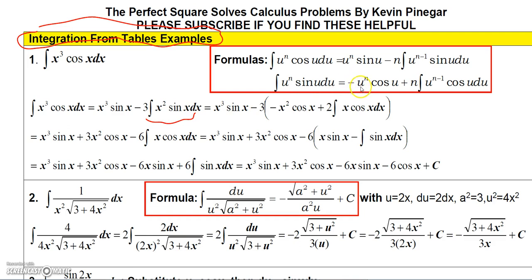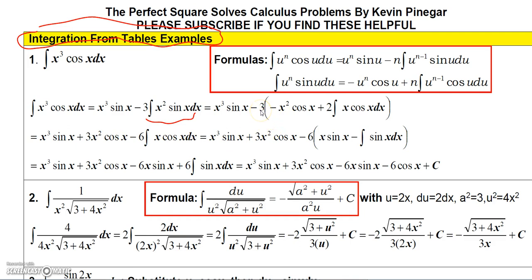So I'd have minus u to the n, so that'd be minus x squared, times cosine u, so that'd be cosine x, and then plus n, so that's 2, times the integral x to the n minus 1, so that would be just x to the first, times cosine u, so that'd be cosine x dx. And so now I'm going to bring this down right here, so x cubed sine x is here, and then if I distribute the minus 3 here, I get minus 3 times minus x squared, so that's going to be plus 3x squared cosine x.